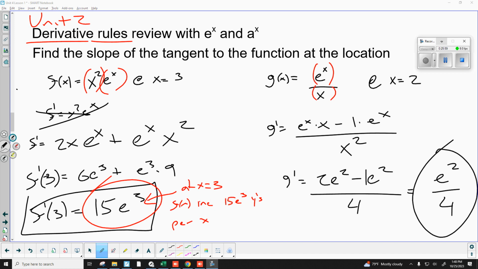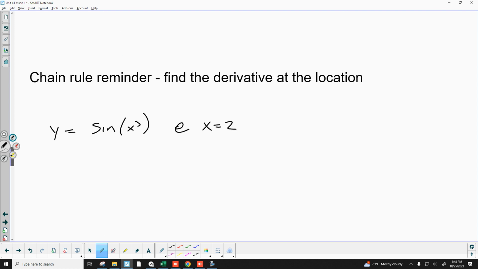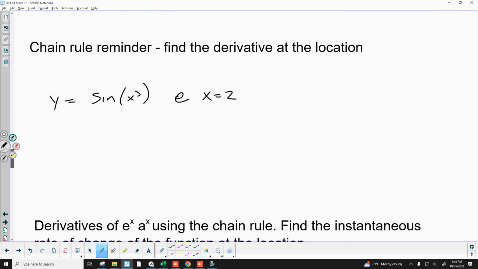So we remember the product rule and the quotient rule, good. We remember the interpretation, good. Let's remember the chain rule. Didn't use the chain rule much last unit, but it's still there, and the chain rule is used a lot with e to the x. Tell me what the derivative of sine of x cubed is at 2. Go.